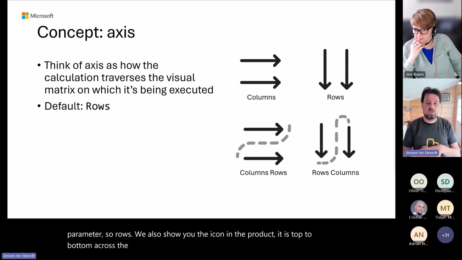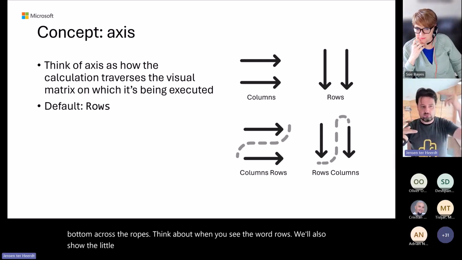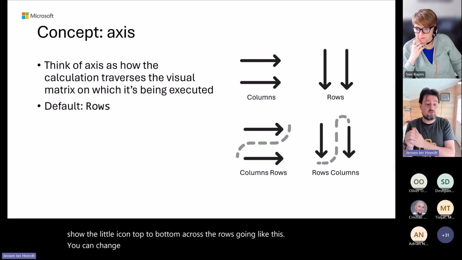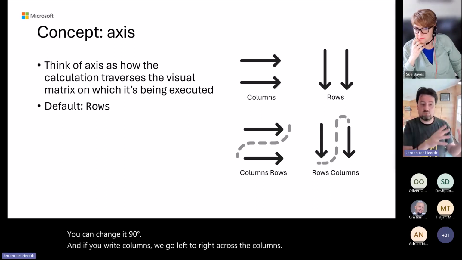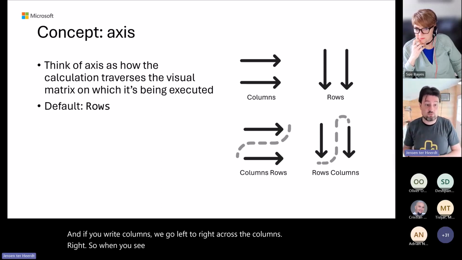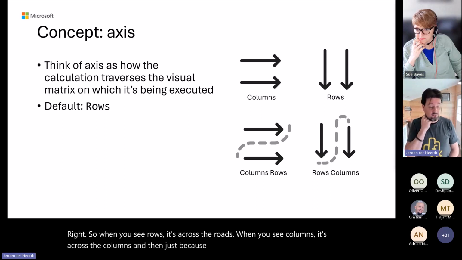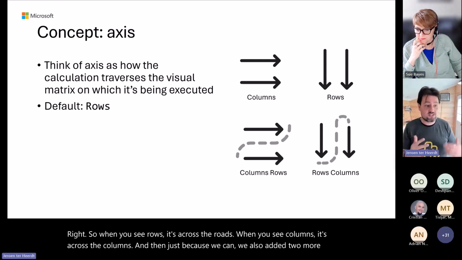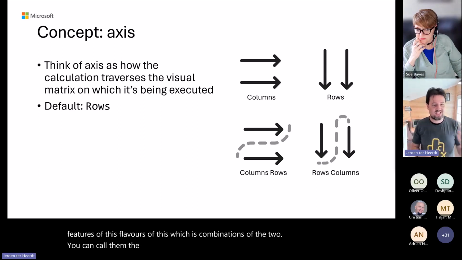When you see the word rows, we'll also show you the little icon, top to bottom across the rows, going like this. You can change it 90 degrees, and if you write columns, we go left to right across the columns. So when you see rows, it's across the rows. When you see columns, it's across the columns. And then just because we can, we also added 2 more flavors, which are combinations of the 2. You can call them the typewriter or planter movement or the Z or N.